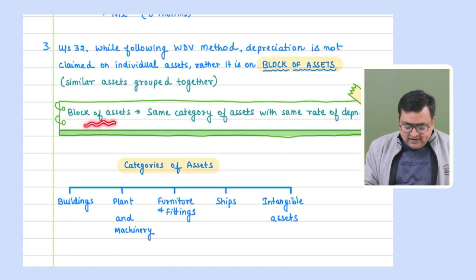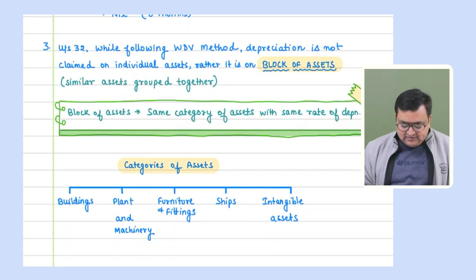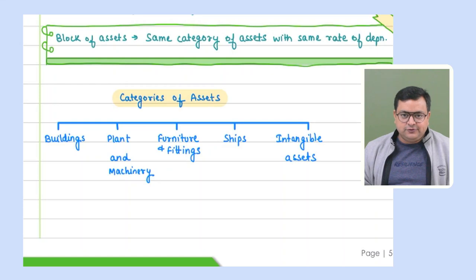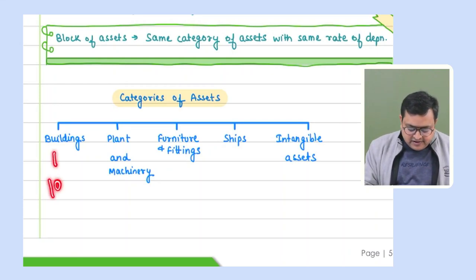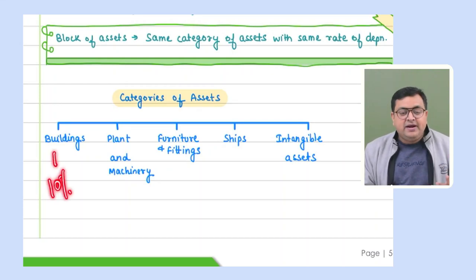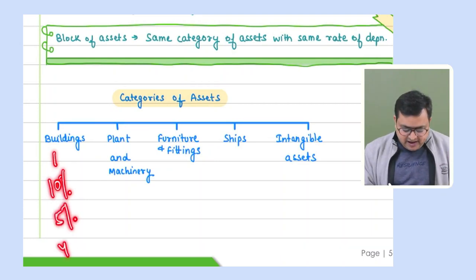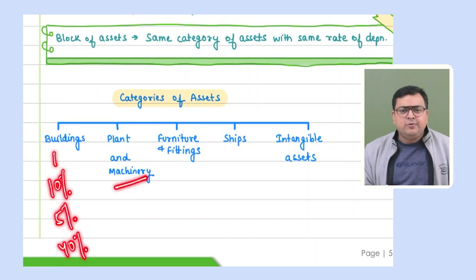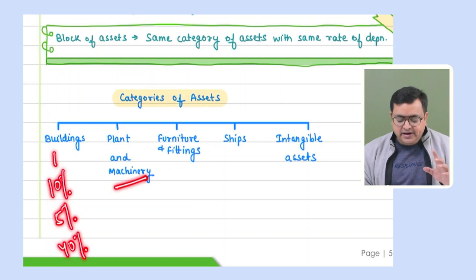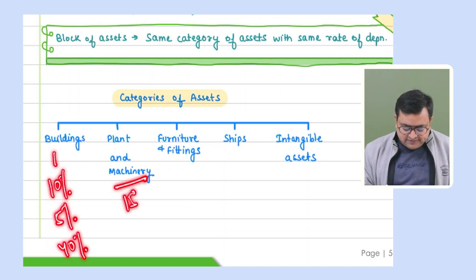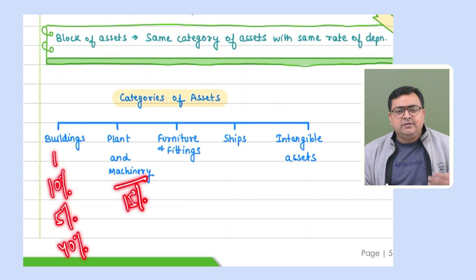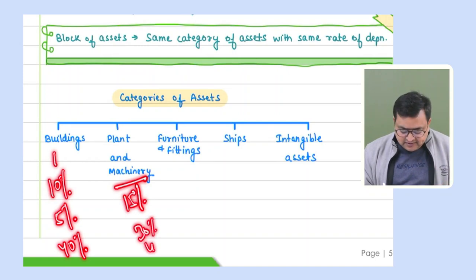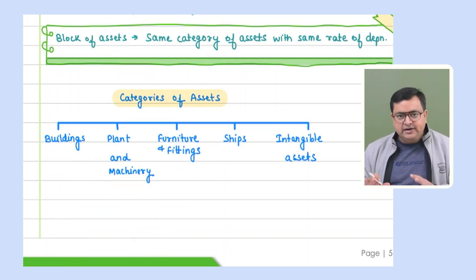So if there is any asset which belongs to the same category with the same rate of depreciation, because in these categories we have different rates also. In building we have a general rate of 10%, for some types of building used for residential purpose or guest house we have 5%, for temporary building we have 40%. For plant and machinery, what is the general rate, if I'm using the WDV method? The rate of depreciation is 15% general rate. But yes, there are certain plant and machinery where 30% is also charged, and for some 40% is also charged. I'll tell you that also.